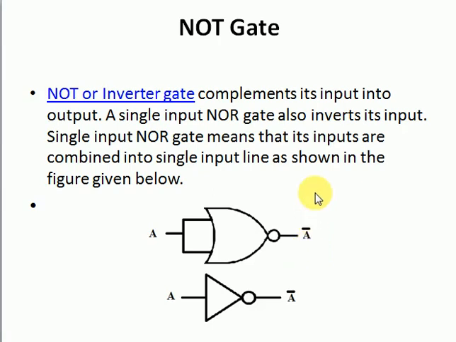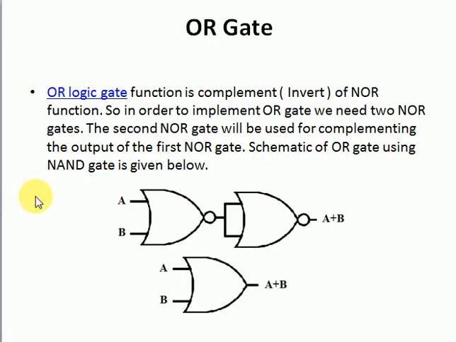That's how we can convert a NOT gate into a NOR gate if we have to implement any Boolean expression by using NOR gates only. Now the other gate is the OR gate. How can the OR gate be converted into the NOR gate? Basically, the OR logic gate function is the complement or inversion of the NOR function. We have seen before that NOR is the negative of the OR gate, and similarly the OR gate is the negative of the NOR gate.